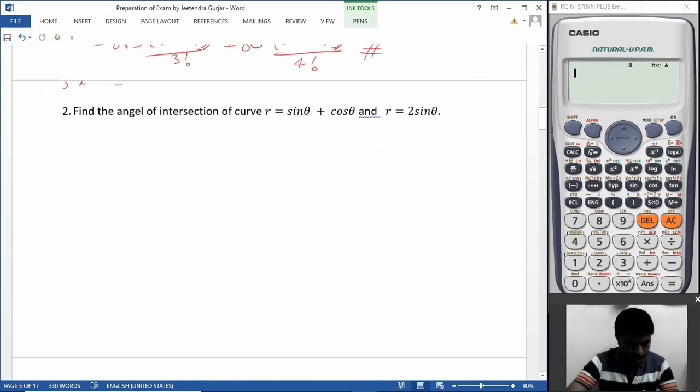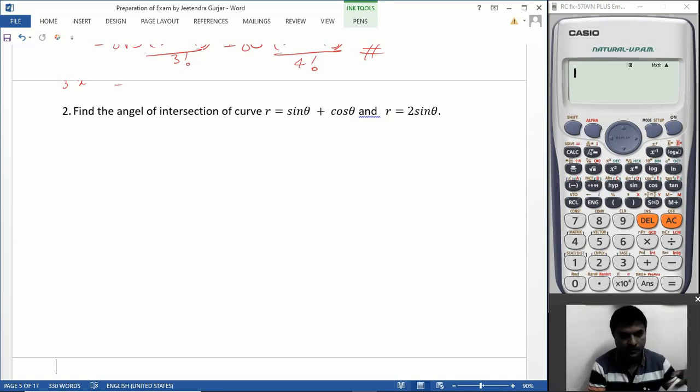Find the angle of intersection of curves r is equal to sin theta plus cos theta and r is equal to 2 sin theta. This is the question they have given. Please write down this question, students. And now we'll simplify this.